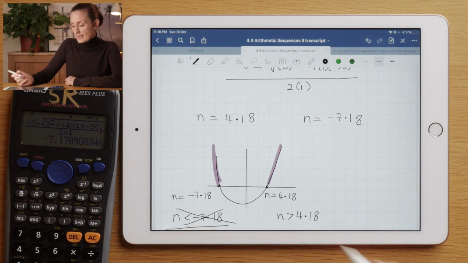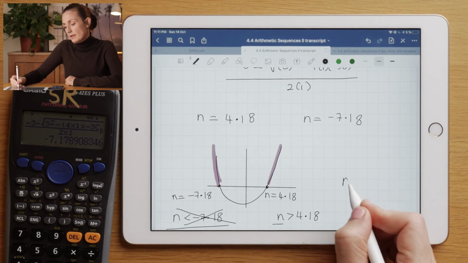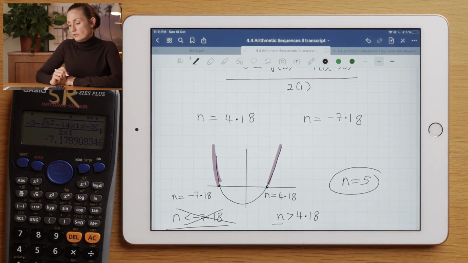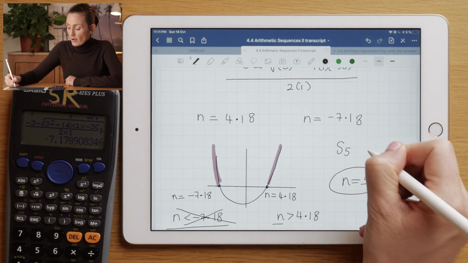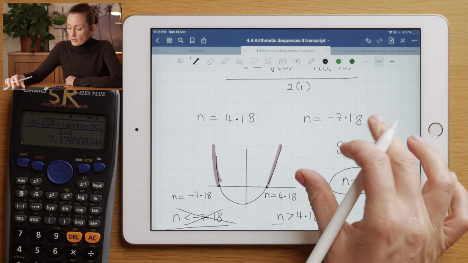Now, this value would be eliminated because n needs to be a positive number. So we eliminate any negative number. And in the same sense, n needs to be greater than 4.18, and n should be a whole number. So the first number that's greater than 4.18 and a whole number would be 5. So if you were to calculate S5, it should be a number greater than 30.